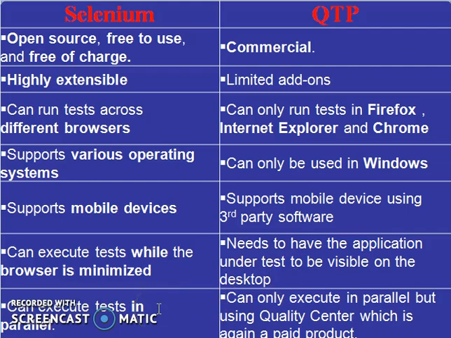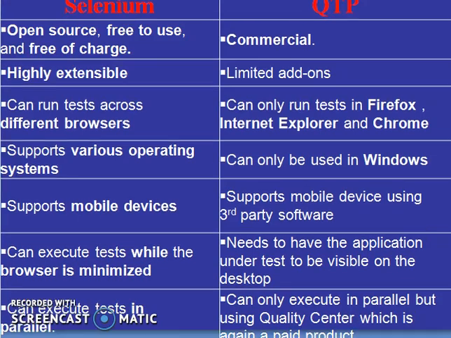And Selenium can execute tests in parallel. That is a feature you can see in Selenium Grid. Selenium Grid is used along with Selenium RC for parallel execution of tests. That feature is available in the Selenium testing tool, and in QTP it can only execute in parallel using Quality Center, which is again a paid product. So again they have to pay for it if they want to use such a feature.